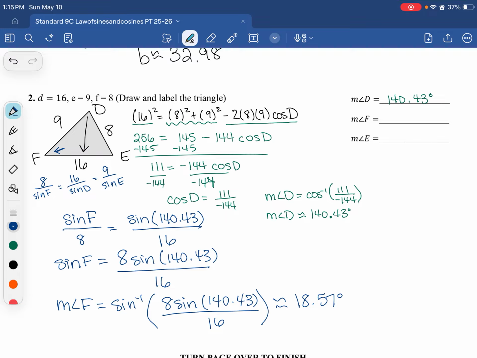18.57 degrees. So now using what I know about measure of angle F and measure of angle D, I can find measure of angle E. So this is 18.57 degrees. And if I take measure of angle E equals 180 minus the measure of angle F minus the measure of angle D, I'm going to get measure of angle E is approximately 180 minus 140.43 minus 18.57. And that comes out exactly to 21 degrees based on rounding.